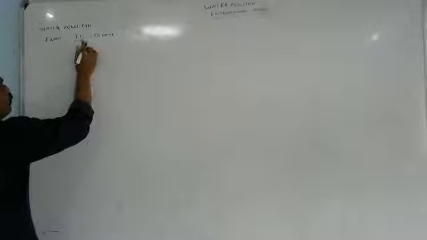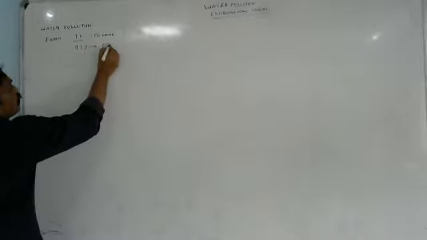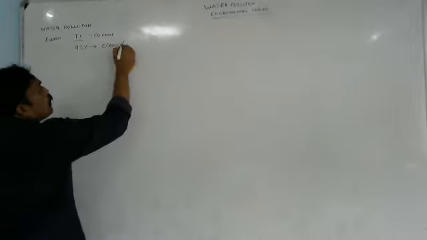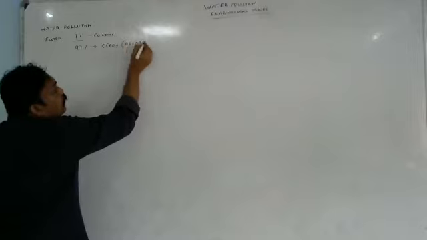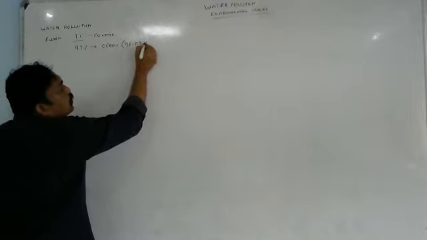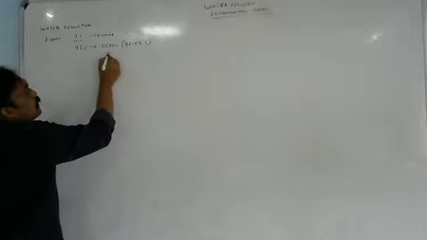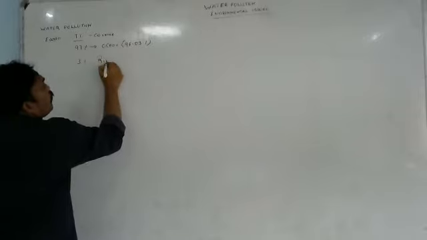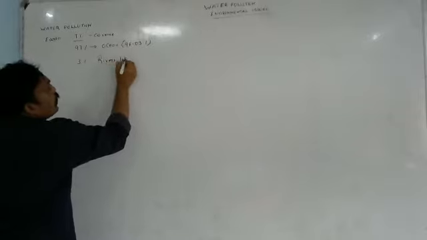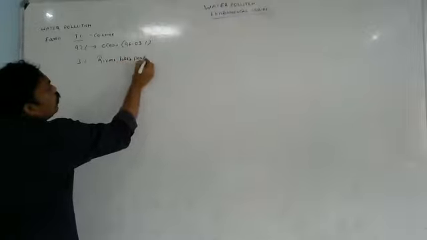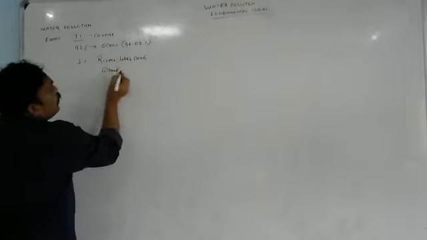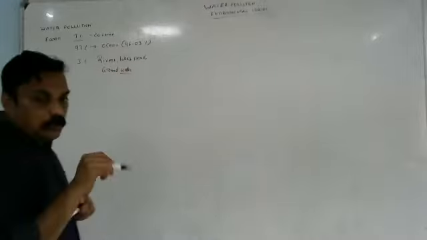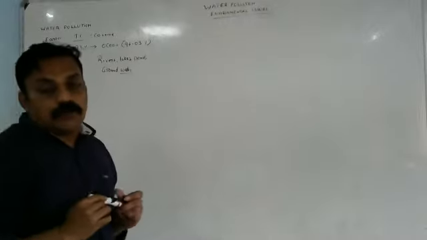97% of water is in the oceans, which is not useful for anything. The exact percentage is 96.03% in oceans and seas. The remaining only 3% is rivers, lakes, ponds and groundwater. So the usable water on earth is only about 3%.